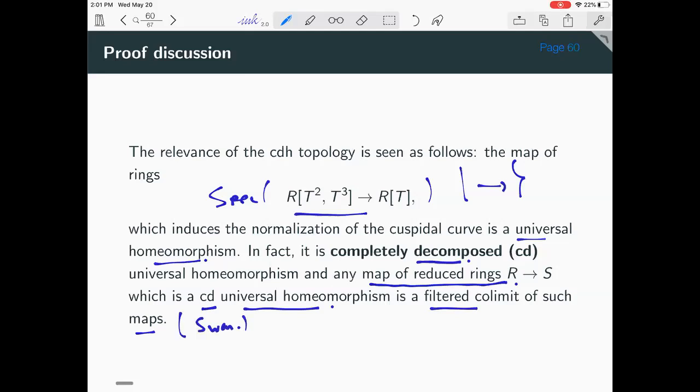So the point is that this is a very basic form of universal homeomorphism, and you should address this form. But in fact, if you address this form, you can express any universal homeomorphism which is induced by an extension of rings, namely the affine situation, in terms of universal homeomorphisms of this form. So this is the most basic universal homeomorphism that you should deal with. This is just the case of the cuspidal curve.